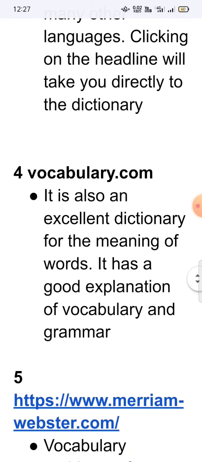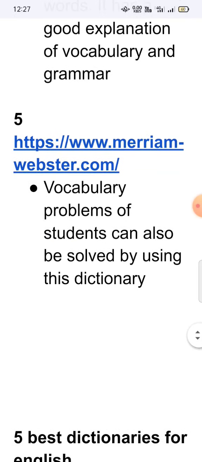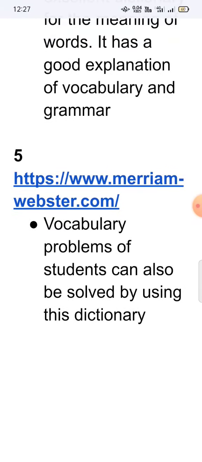And the fourth one is vocabulary.com. It is also an amazing dictionary for the meaning of words. It has a good explanation of vocabulary and grammar. And the last and the fifth one is Merriam-Webster.